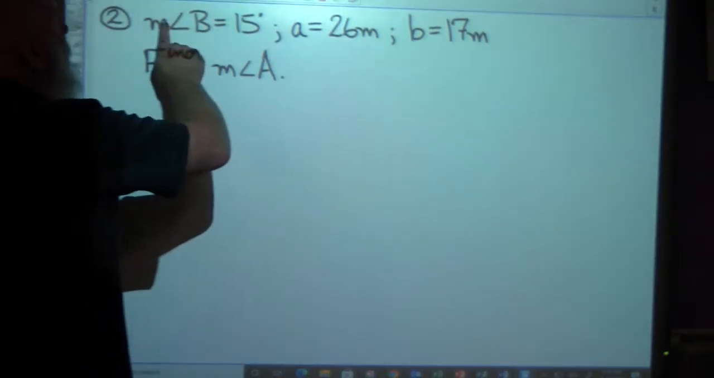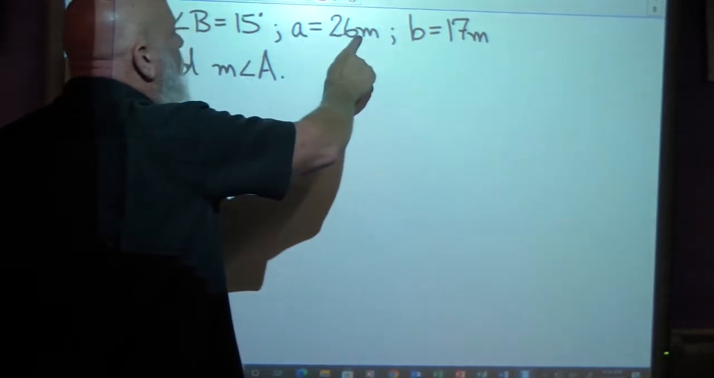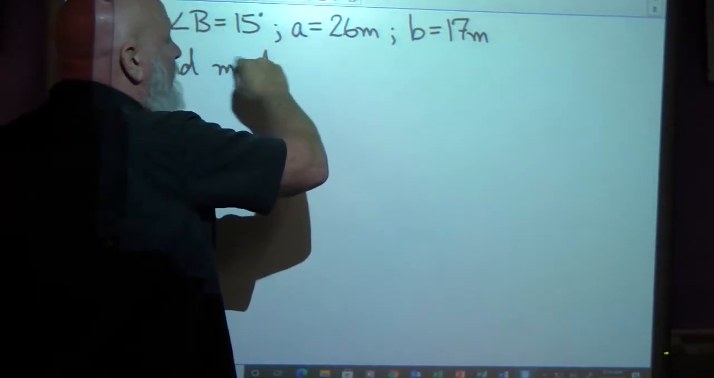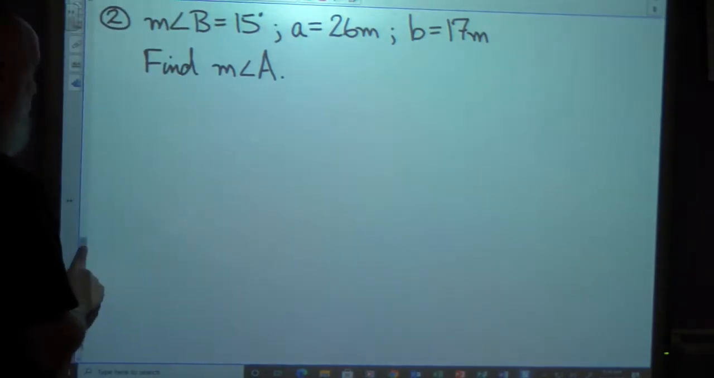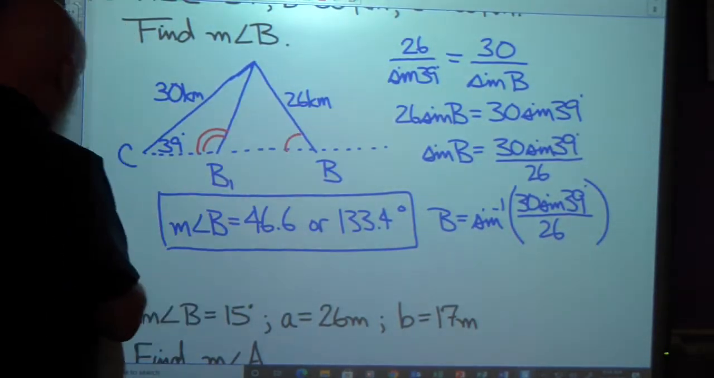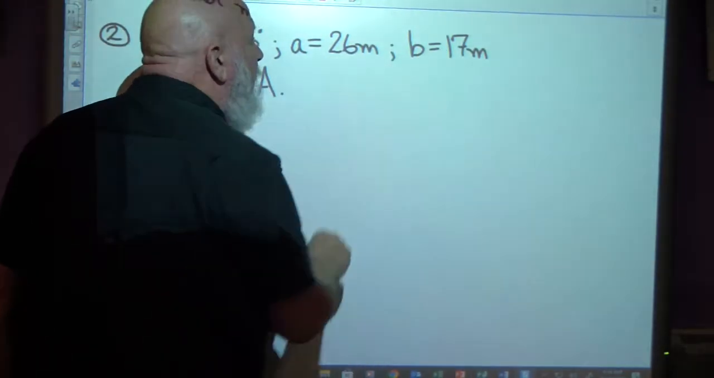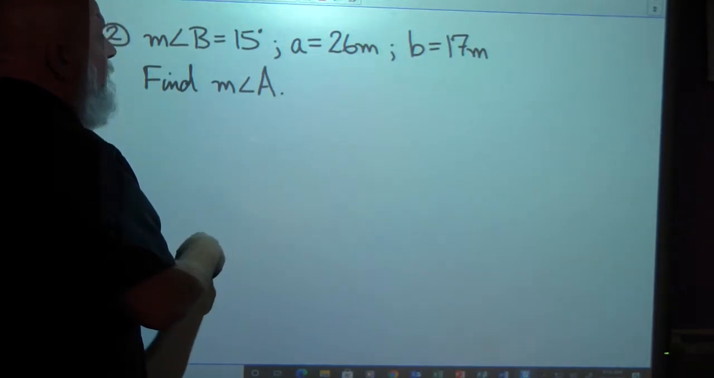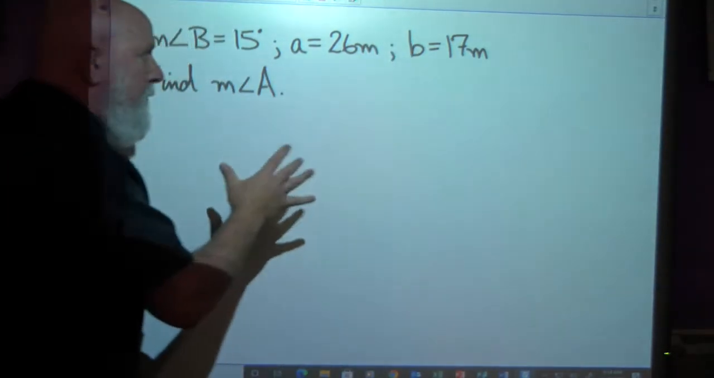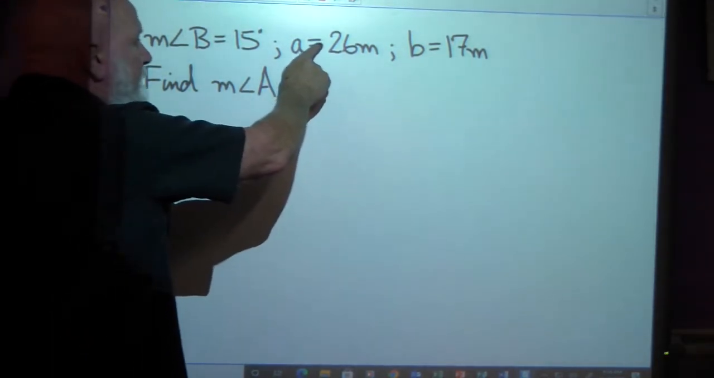So I'm given angle B is 15 degrees, and side A is 26 meters. That would be adjacent to angle B. It's not opposite angle B, because if it were opposite angle B, it would have the same letter, B. So it's an adjacent side. And then I'm given another side that's not opposite. So I'm given angle, side, side. And I'm asked to find the measure of angle A, which is opposite this one.